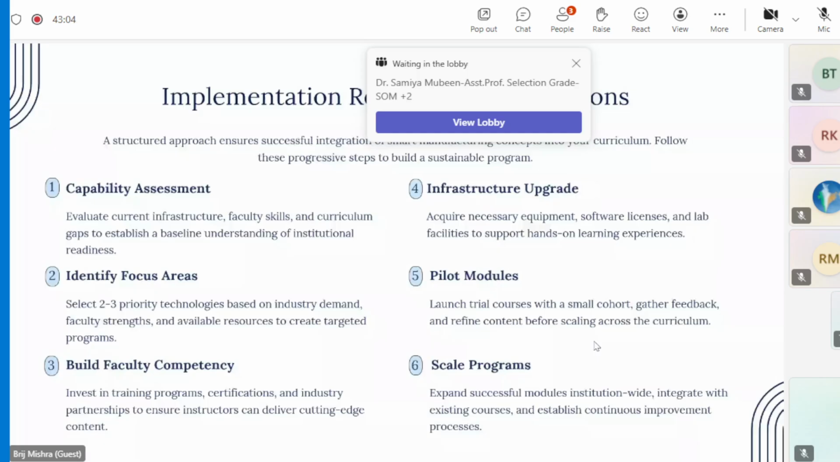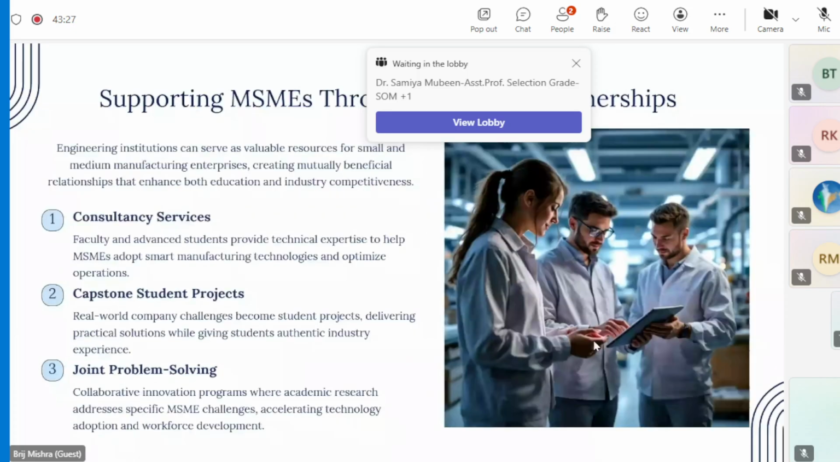We can expand modules institution-wide or integrate with existing courses. We can launch new courses and new training programs. All these things can be a big value addition, I would say, to enhance the overall productivity of academics also. Obviously, in this way we are going to support MSMEs through partnership. We can partner with various industries nearby.